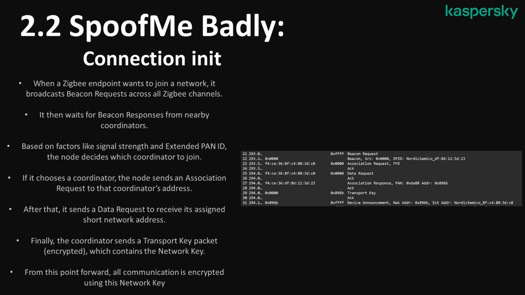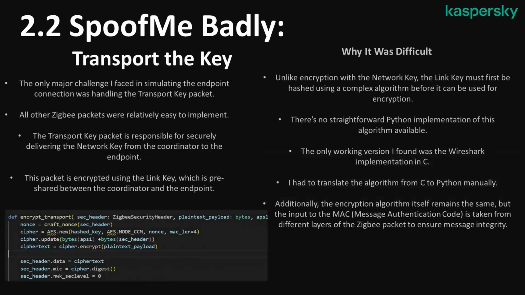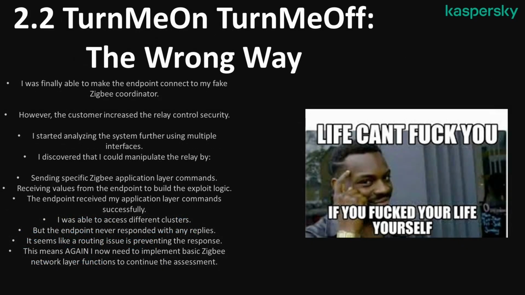But what I faced when I enabled the communication initiating was that this transport key packet used some special algorithm for encryption. I mean, the encryption level is almost the same, but the key should be hashed before it is used, and it was a disaster. I spent 3 days, me and ChatGPT, just to do it in Python. There's only one implementation, in Wireshark, and it was in C. So I re-implemented it in Python, everything was okay, and the node finally connected to me, and we could say we started to communicate a little bit with each other.